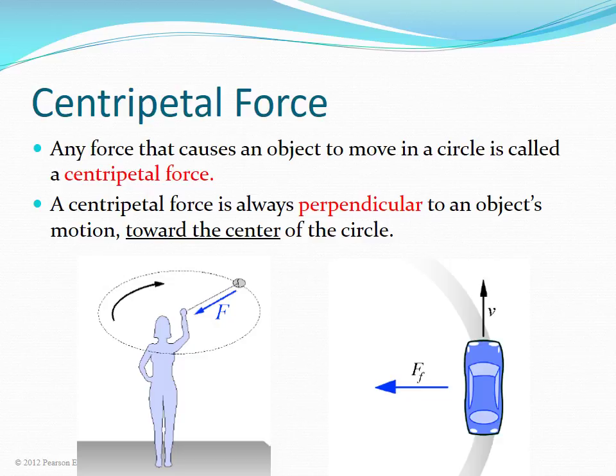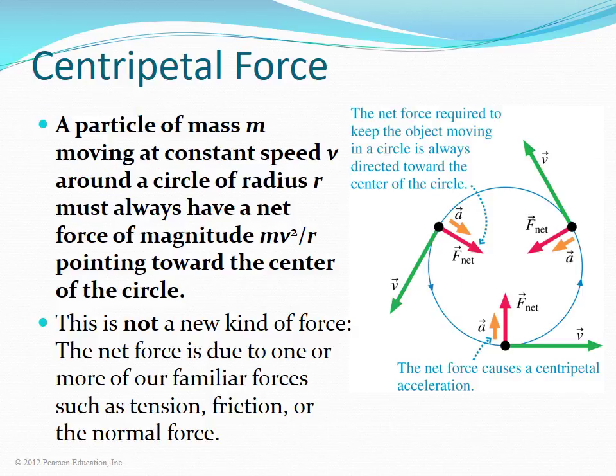On the left, the rock on the end of the string is kept in circular motion by the tension in the string. On the right, the car makes the curve because of friction of the tires. In both cases, the force is directed towards the center of the circle. This is centripetal force. A particle of mass m moving at constant speed v around a circle of radius r must always have a net force of magnitude mv squared divided by r pointing toward the center of the circle.